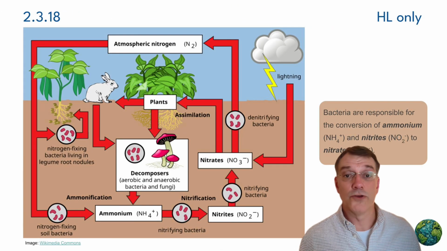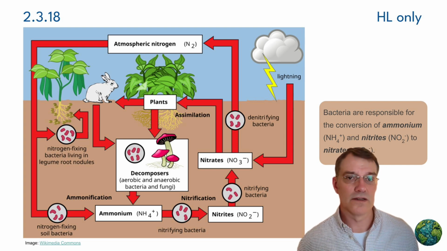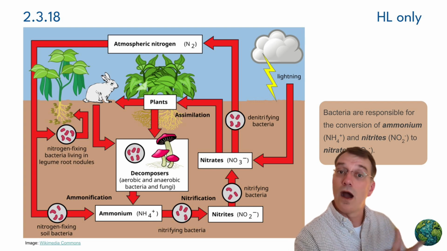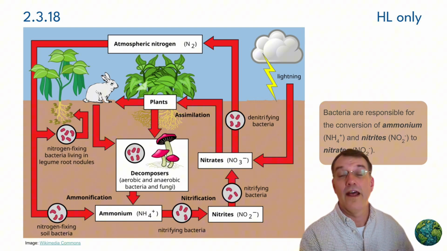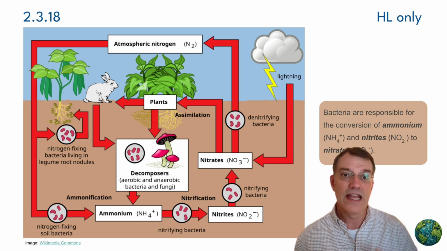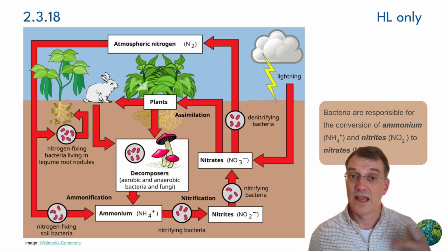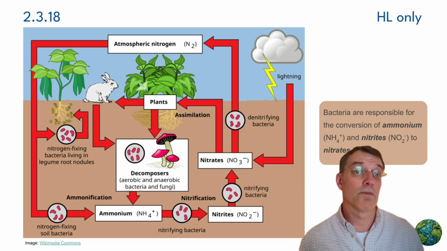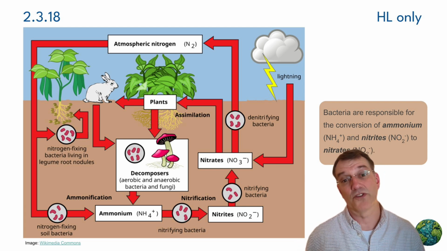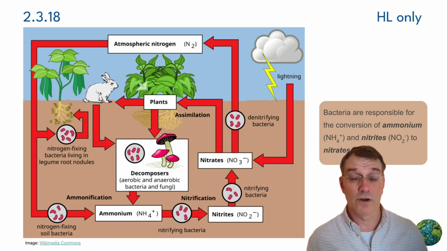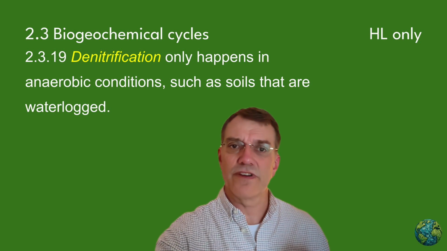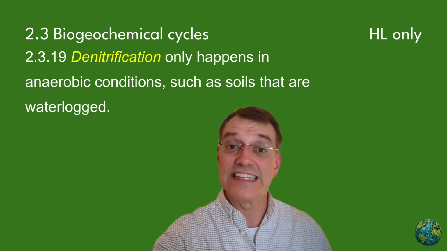The cycle continues with denitrifying bacteria, which convert nitrates back into atmospheric nitrogen gas under anaerobic conditions. This completes the nitrogen cycle and maintains the balance of nitrogen in Earth's different systems. However, human activities, particularly agriculture and industry, have significantly altered these natural cycles through the use of synthetic fertilizers and other interventions. Let's look at denitrification in more detail.